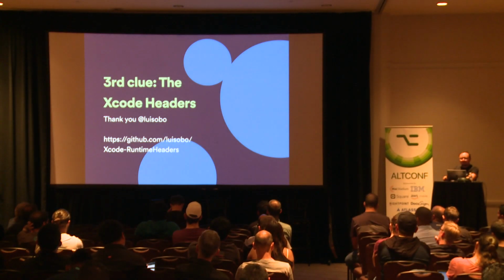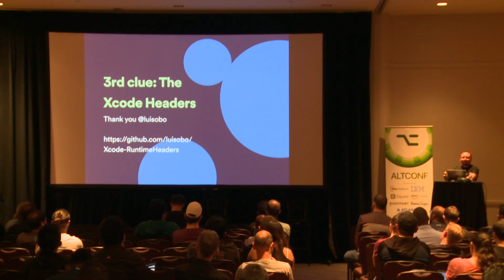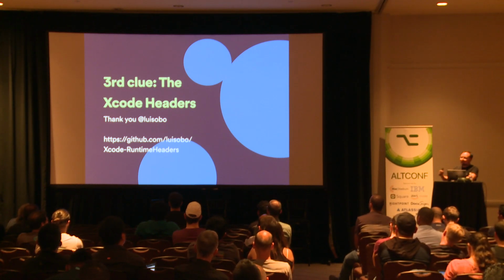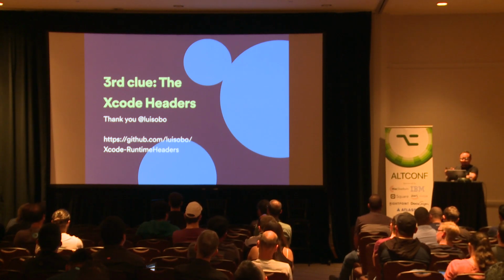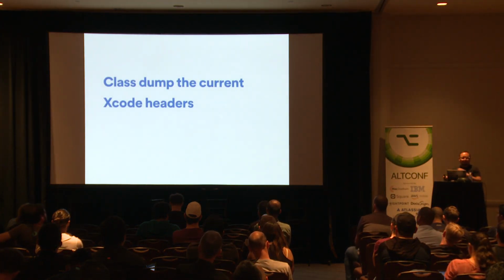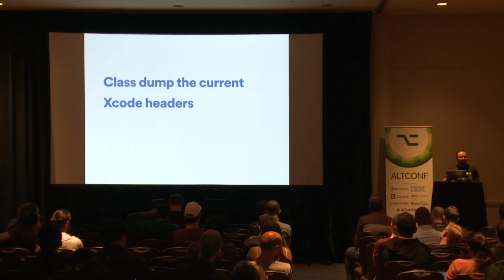So thanks to Luis Ovo, who back in the days of Xcode 7 class dumped all the private frameworks of Xcode and then published that in a GitHub repo. When I was trying to find information about those classes, I found the headers in that repo. He did it for other reasons, but it was helpful for me. So I did the same. I class dumped the current Xcode headers for Xcode 10, 10.1, 10.2.1, 10.2.0, and Xcode 11, that's the current one, 11 beta, to start analyzing the headers of those types.